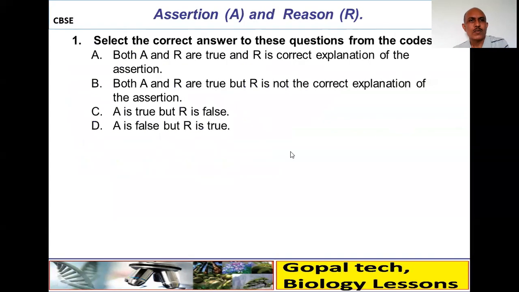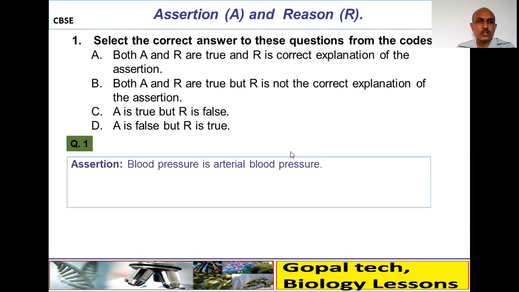Okay. Now, third category questions, assertion and reasoning. Select the correct answer to these questions from the given codes A, B, C, D. Then read the questions which are given, like question number 1. Read the assertion: blood pressure is arterial blood pressure, and the reason: it is measured by sphygmomanometer. Now pause the video, write the code whether A, B, C, or D, then check it. Yes. So the correct answer is B because both are true, but R is not a correct explanation.